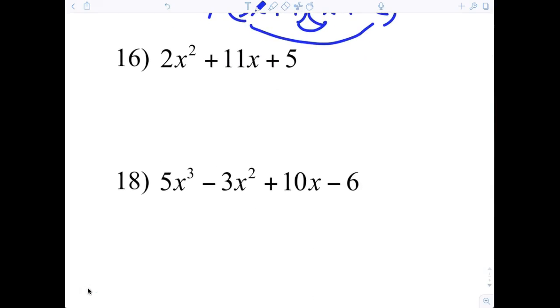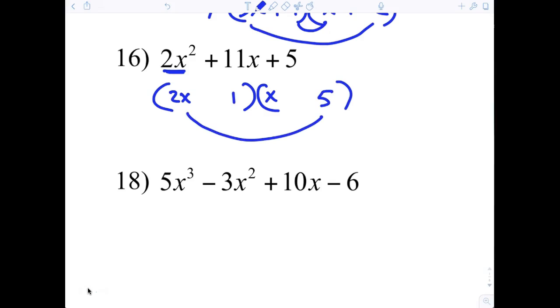Now, is there anything common with 16? No. So now you're making a decision. There was no GCF. So now you're just factoring. All right, here we go. The only way I can make 2x squared is with 2x and x. Now, what about 5? Where does that go? 5 goes to the right. And the reason why we're getting more comfortable is because your mind is now grouping those two together. All right, and we want positive 11, so they both have to be positive.